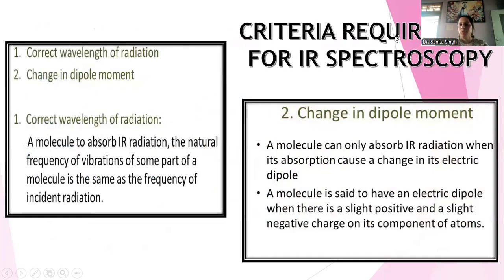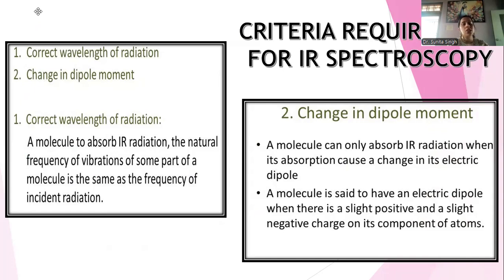There are typical requirements that are needed for IR spectroscopy. For a molecule to absorb IR radiation, the natural frequency of vibrations of some part of the molecule must be the same as the frequency of incident radiation. So the correct wavelength of radiation is needed.